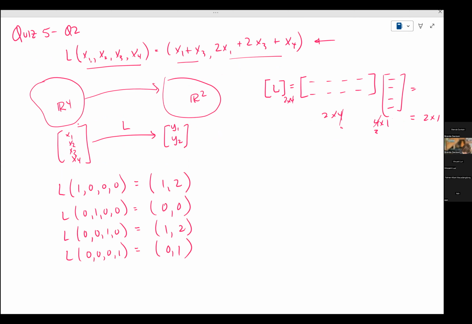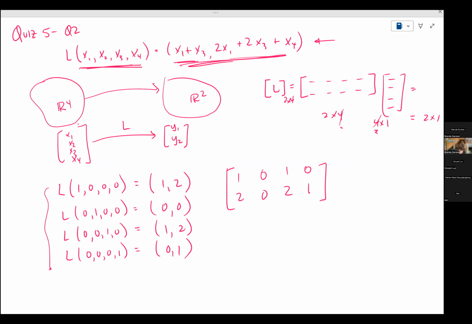So I'm basically putting in the 4 standard basis vectors as input and figuring out what happens according to the rule I was given. Then those things go in as the columns of the matrix. As soon as I've got that matrix, then I'm on the standard thing: find a basis for the null space, find a basis for the range.